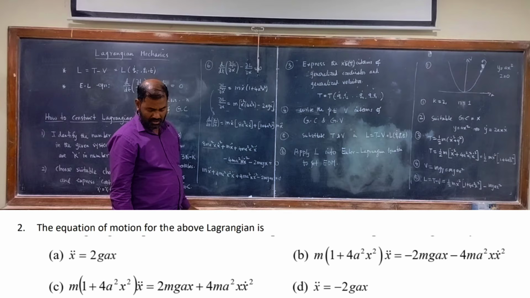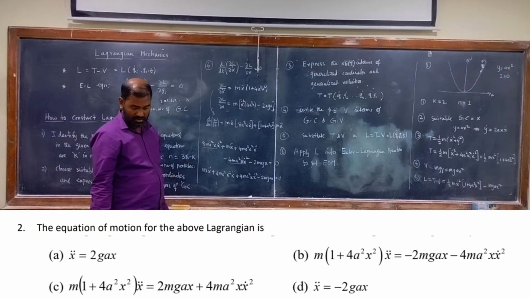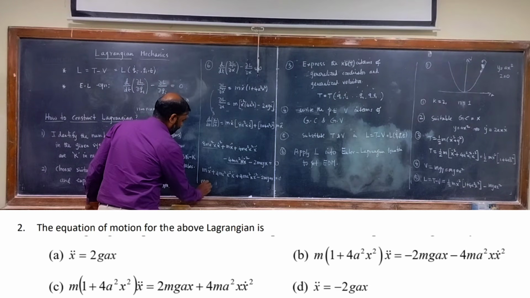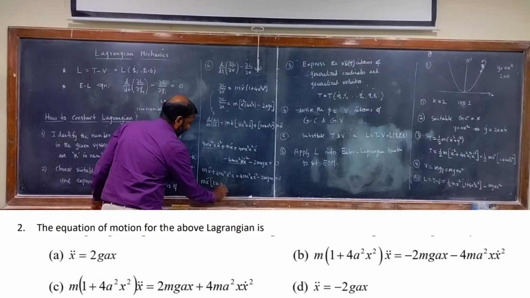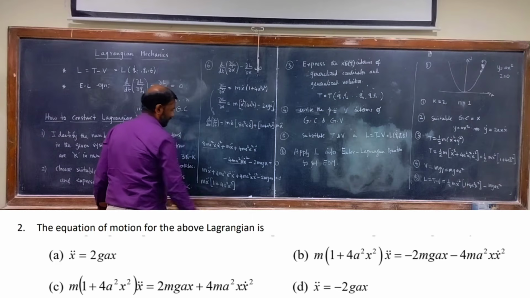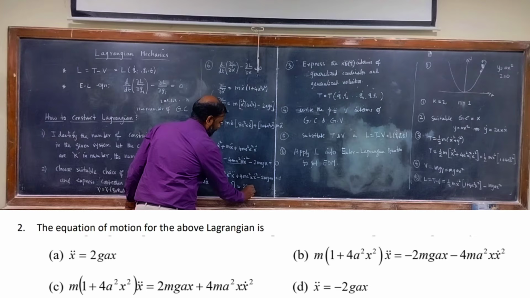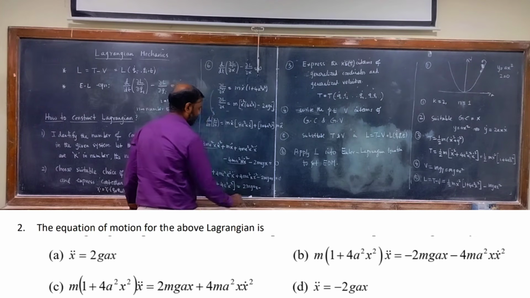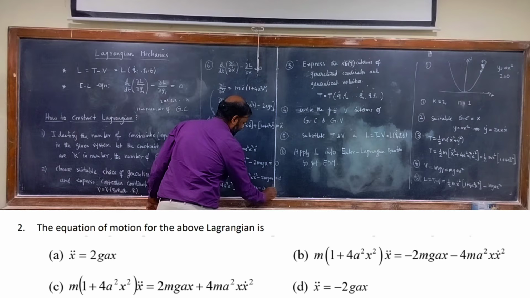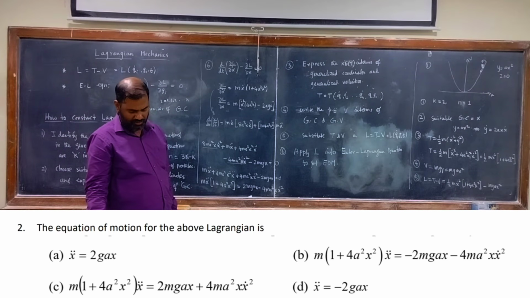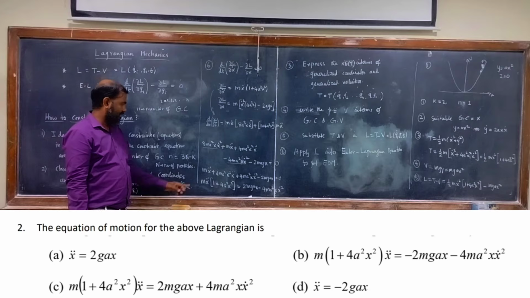எது இருக்கு பாருங்க. So m மட்டும் காமன் எடுத்துக்கிறாங்க. x double dot என்னது? m into x double dot into 1 plus 4a square x square is equal to 2 m g a x minus 4 m a square x dot square. And the m remove பண்ணிருங்க. Finally I think option இது வரும் நினைக்கிறேன். ஆப்ஷன் B வரும். செக் பண்ணுங்க, because the m can be removed.